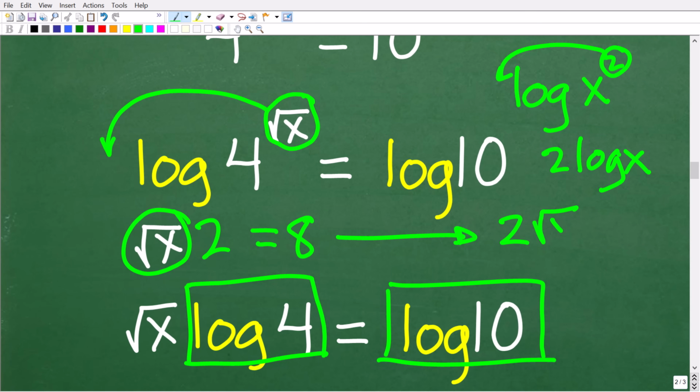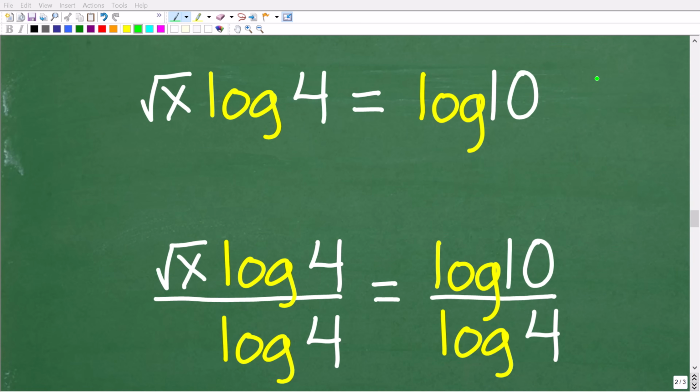2 times the square root of x is equal to 8. So if we're trying to isolate the square root of x, all we have to do is divide both sides of the equation by 2, and we would have the square root of x all by itself. And that's basically what we're going to be doing next. Okay, we're going to isolate this square root of x by dividing both sides of the equation by log of 4. So we're getting pretty close to the final solution.